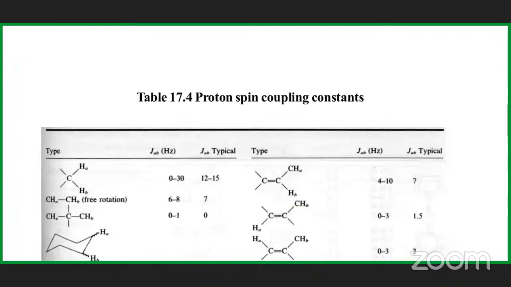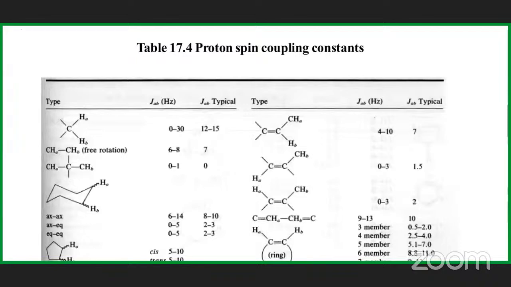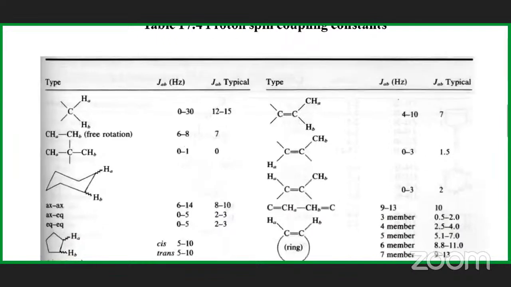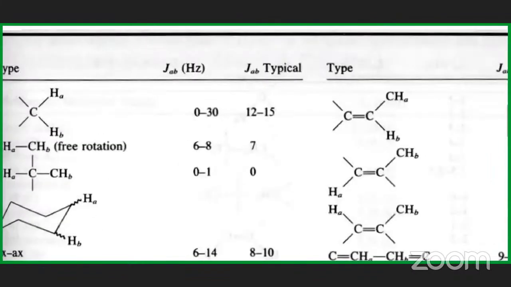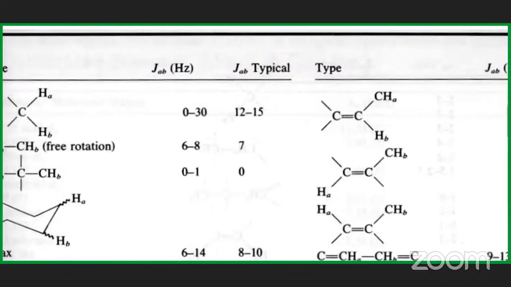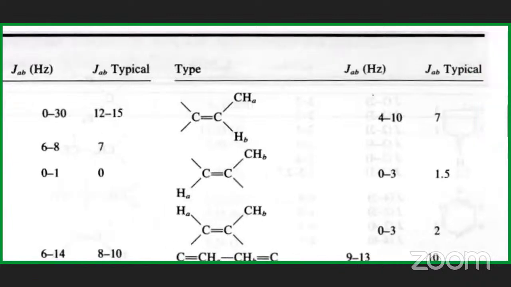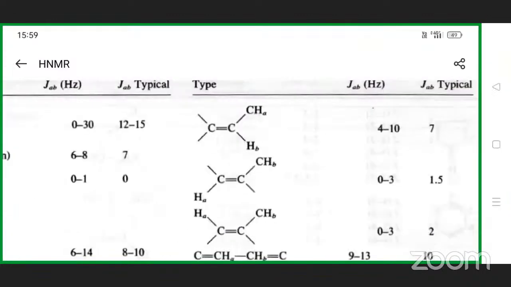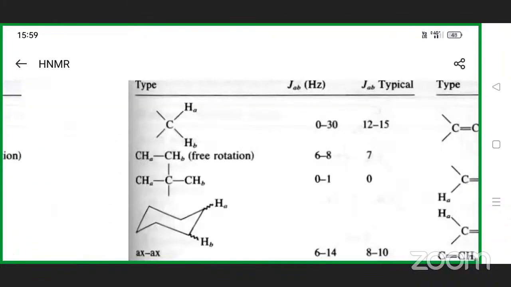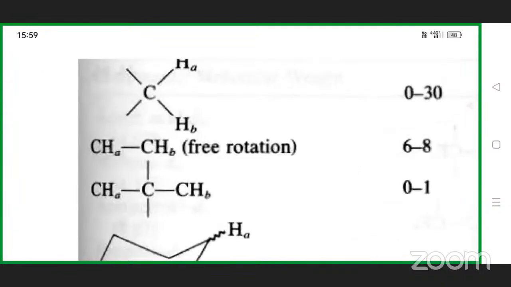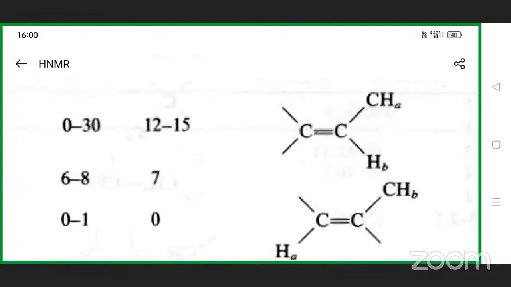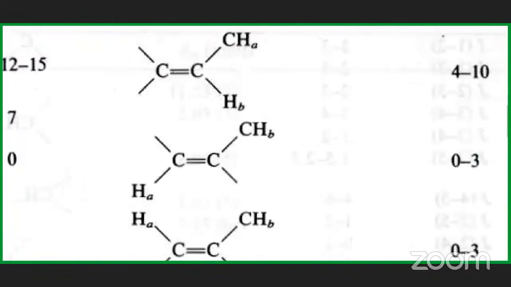In the ethane derivative, HA and HB are vicinal protons. For vicinal protons, the coupling values are 6 to 8, and for vicinal olefinic protons, the delta value is 0 to 3. In both trans and cis, the delta value is 0 to 3, but the coupling constant value differs, right?